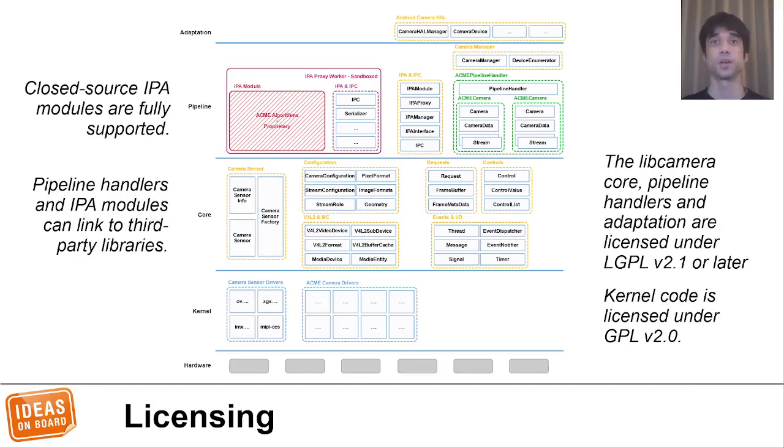The kernel code is, of course, covered by its own license, which is out of scope for libcamera. Note that both the pipeline handlers and IPA modules can link to third-party libraries if desired, as long as the licenses are compatible. Closed-source IPA modules are fully supported as discussed before, even if we would like to encourage vendors to follow the lead of Raspberry Pi and open the algorithms too.